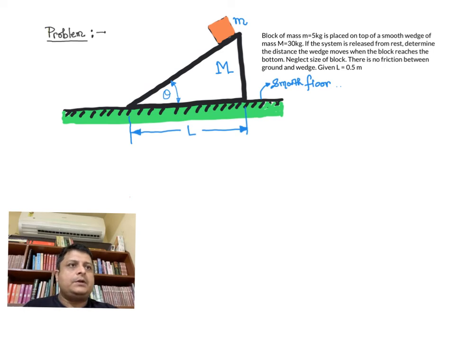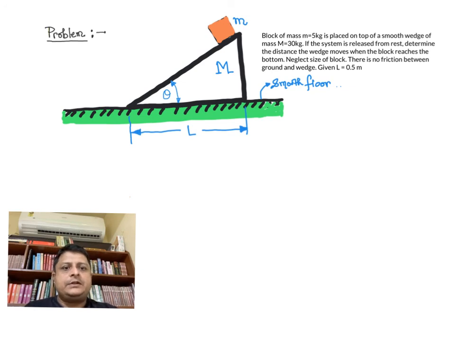One more problem. A block of mass small m, 5 kg, is placed on a smooth wedge of mass capital M, 30 kg. The system is released from rest from the position shown in the figure. Determine the distance the wedge moves when the block reaches the bottom. Neglect the size of the block. There is no friction between the ground and the wedge. Given L is equal to 0.5 meter.